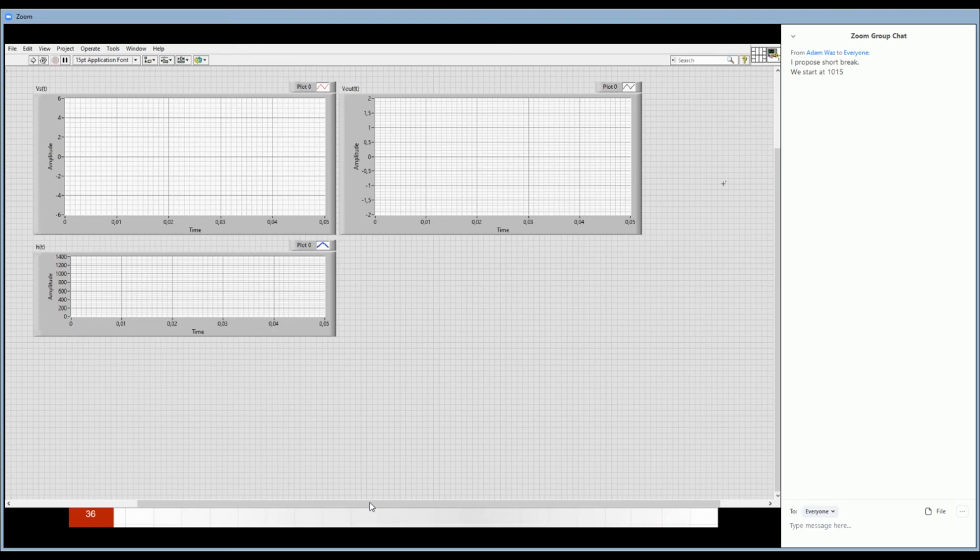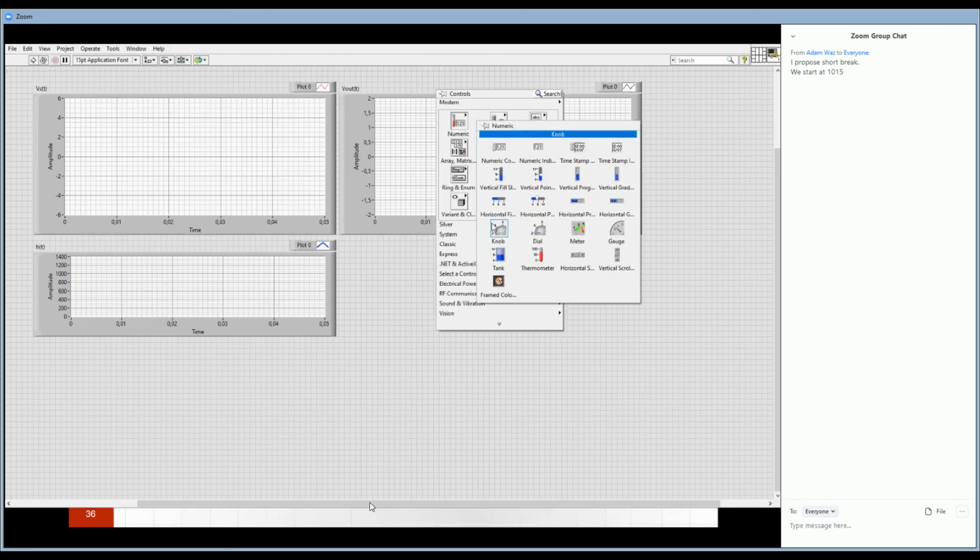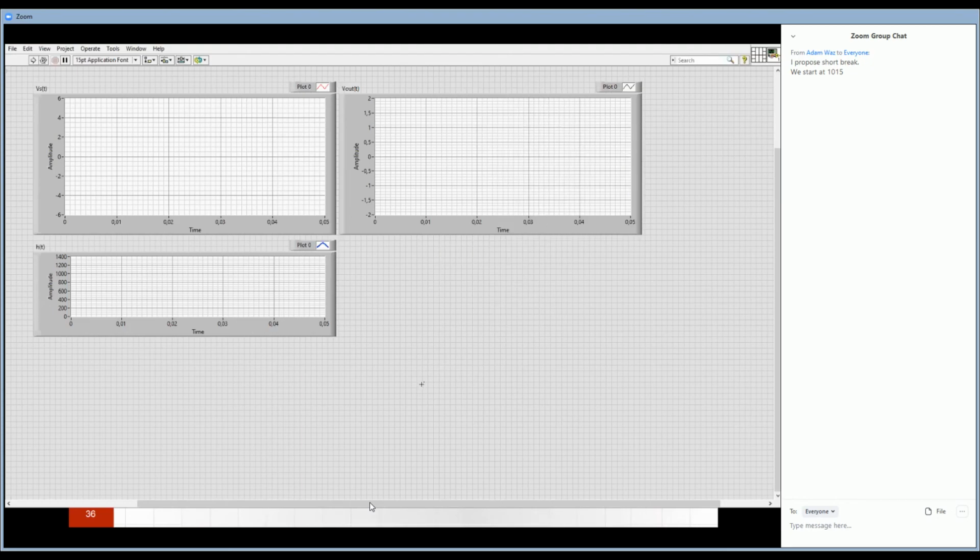In this environment, we cannot worry much about the graphs and the panels, because it is divided naturally into two parts. We have the panels and we have the diagram. Here we have the panels, where we can put some knobs, some displays, etc. So this is the interface with the user. And the second is the block diagram.